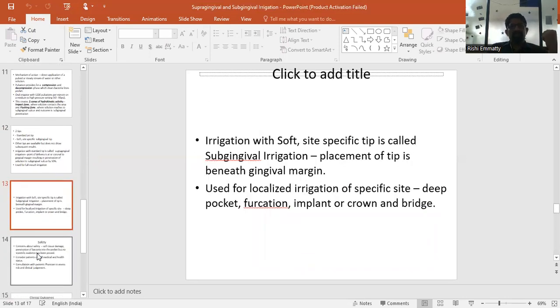And irrigation with the soft site-specific tip is called subgingival irrigation. The tip is placed below the gingival margin. You place it into the pocket of the gingival sulcus, and it is mainly used for localized irrigation of site-specific deep pockets, or around implants or crown and bridge.